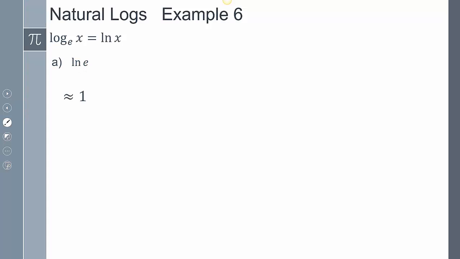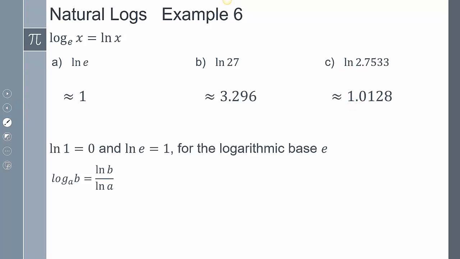The other element to this is ln exists in your calculator. So I can just enter ln of 27 in my calculator and I'm going to get 3.296. If I enter the ln of 2.7533 in my calculator, I'm going to get 1.0128. Now these properties still apply because remember this is log base e, so ln of 1 is still 0 and ln of e is always going to be 1.